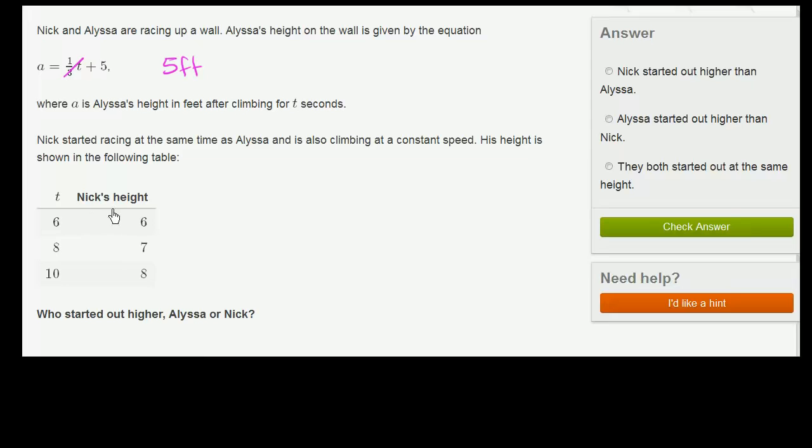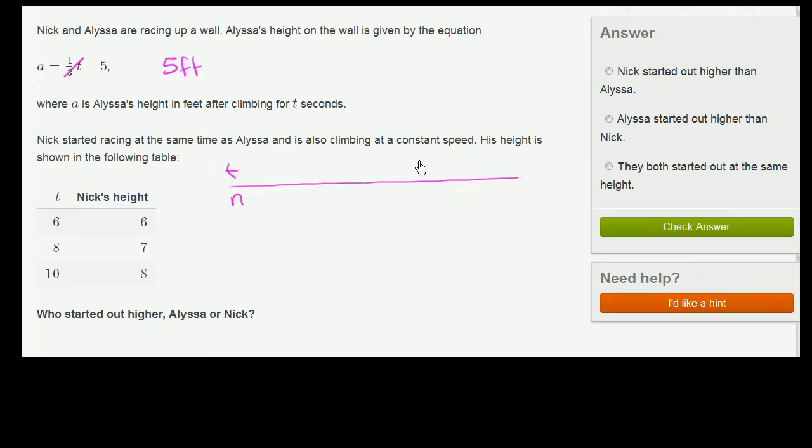Now let's think about Nick's height at time equals 0. There are a couple of ways we can go about doing this. One is to go backwards on this chart. Let me show you what I'm talking about. If this is time and this is n for Nick's height, because we have A for Alyssa's height, let me make a little table here.